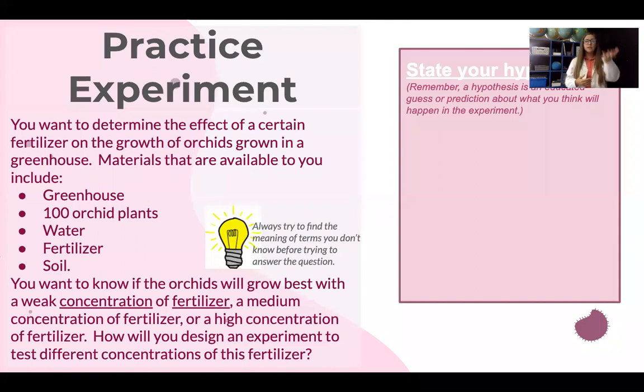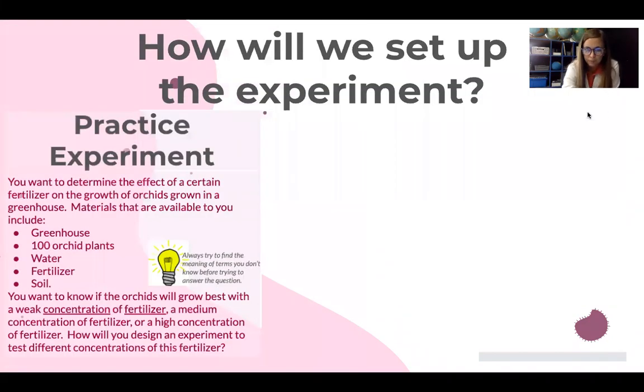If plants receive a weak concentration or a medium, since that's right in the middle, that might be a good one. If plants receive a medium concentration of fertilizer, they will grow best. So that's what we're going to go with for this one. So how are we going to set this experiment up? First of all, we have 100 orchid plants.